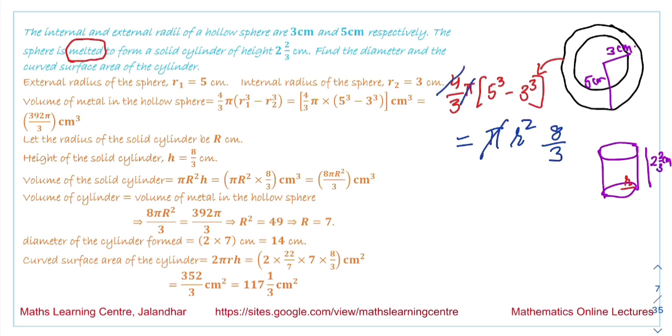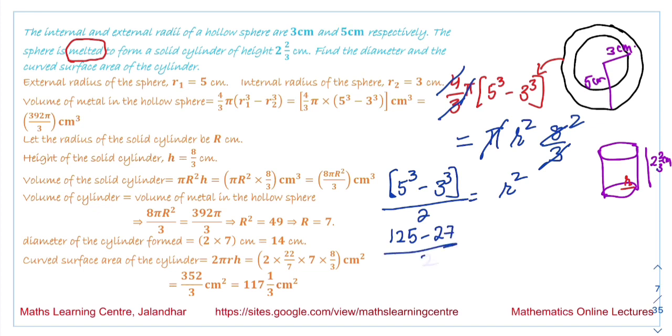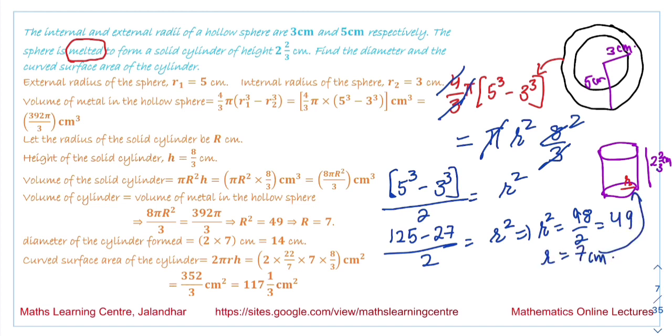So this pi gets cancelled, 4 gets cancelled over here, this 3 gets cancelled over here. So we are left with 5 cube minus 3 cube divided by 2, that is equal to r square. On solving these values, we will get 5 cube, that is equal to 125, minus 27 over 2, that is equal to r square. So the value of r square we have is equal to 98 by 2, that is equal to 49. So the value of r is equal to 7 centimeters.